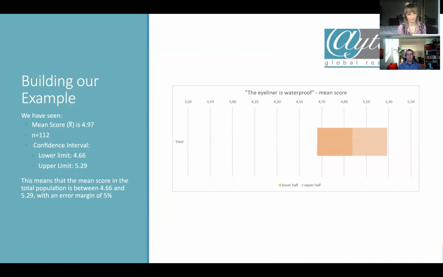Building our example, we saw the mean score was 4.97. We had the confidence interval, and I tried to visualize this over here in just a very simple score. You see the lower half and the upper half of the confidence interval, and in the middle is the mean. Just to visualize it, but it will be interesting in the next chart where we compare this.